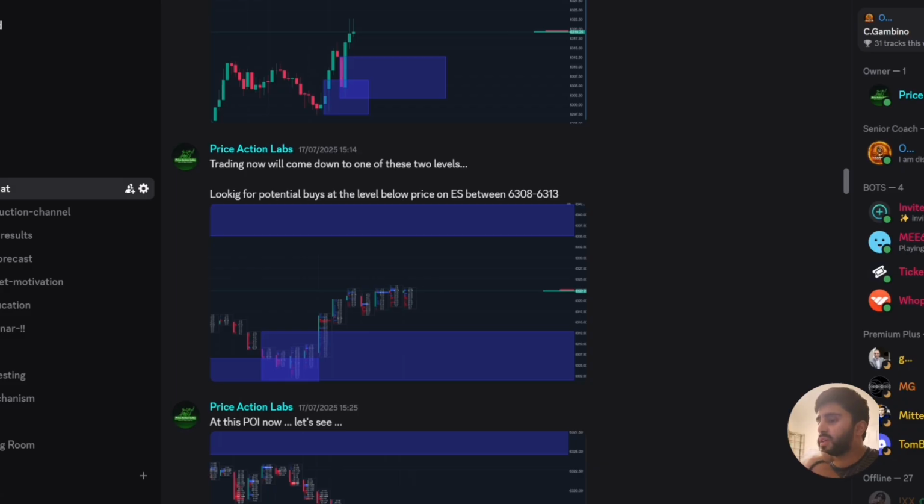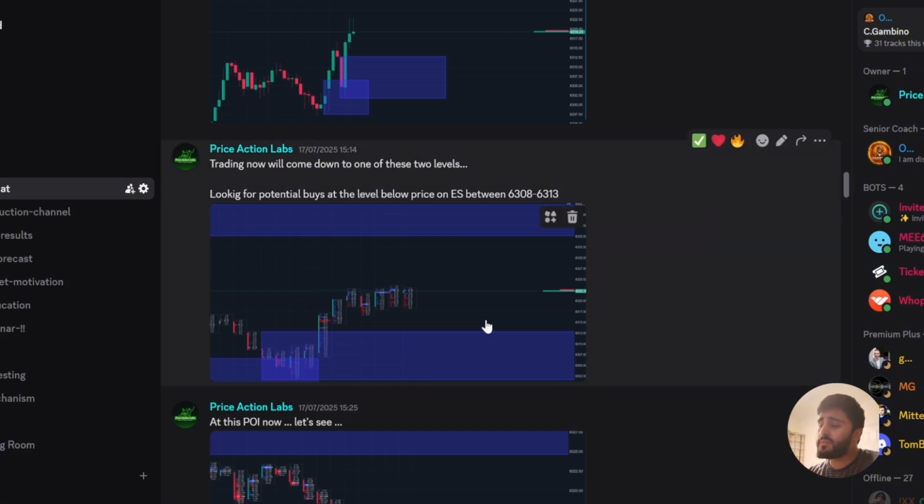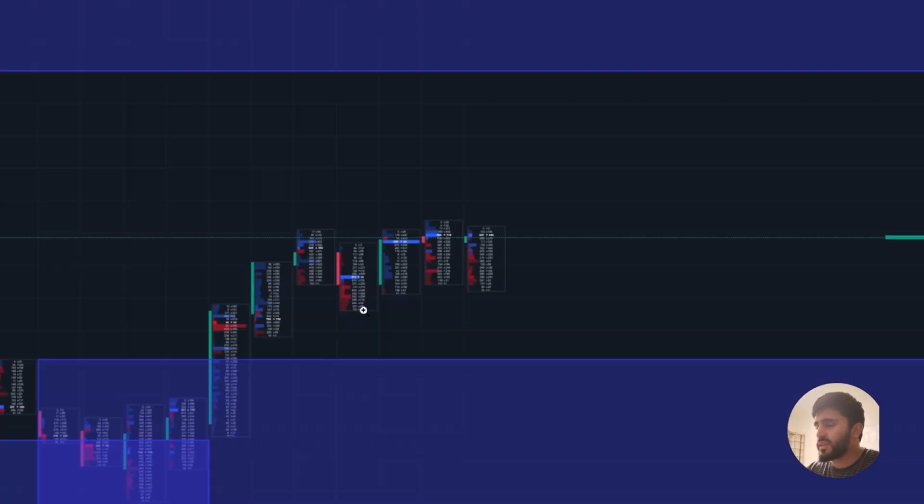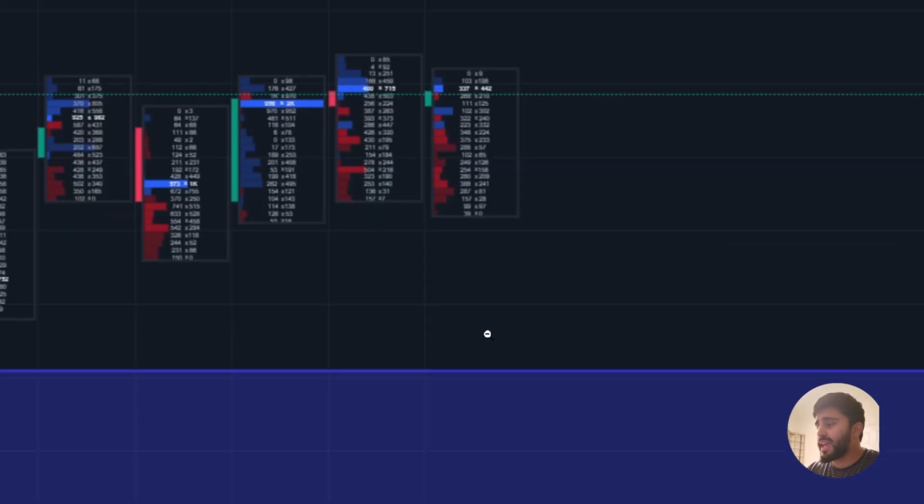Here on the Discord, we can see what was going on that day. Essentially what I'm always looking for is price to come inside of a key level. That is the most important thing I'm looking for. If this loads, we're just going to be understanding what was going on. Here we have the same chart. This is the ATAS platform.